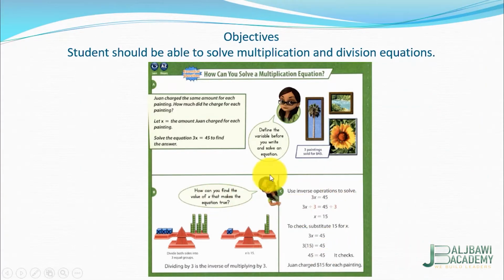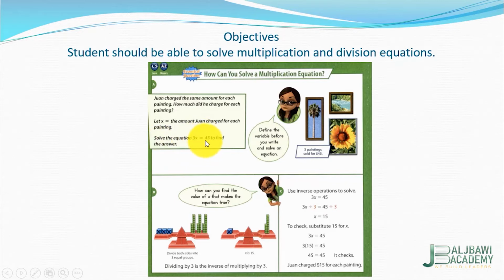Here we have the equation 3x equals 45. This is a multiplication equation. So to solve it, we need to use the opposite operation of multiplication, which is division. What do we do? Define the variable before you write and solve an equation. The variable here is x. So x is multiplied by 3. To undo multiplication, I need to divide. I divide both sides by 3 to leave the variable alone.